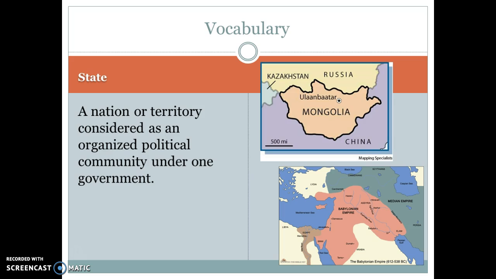So a country can be a state, an empire can be a state, and a state like Minnesota is a state. So, they have the same laws, same rules. Sometimes they'll have the same religion. Many times they'll have the same language or languages in the state.